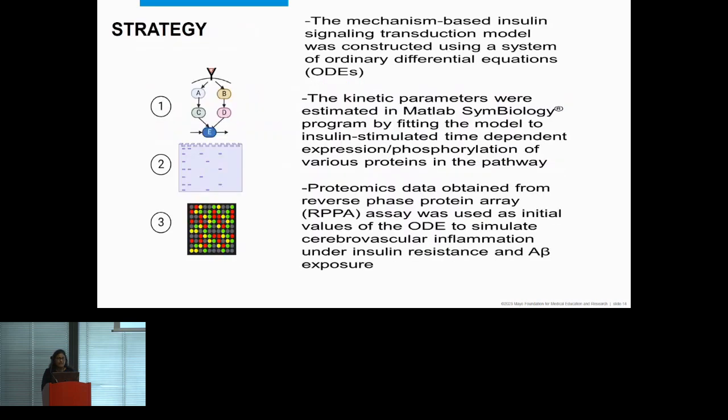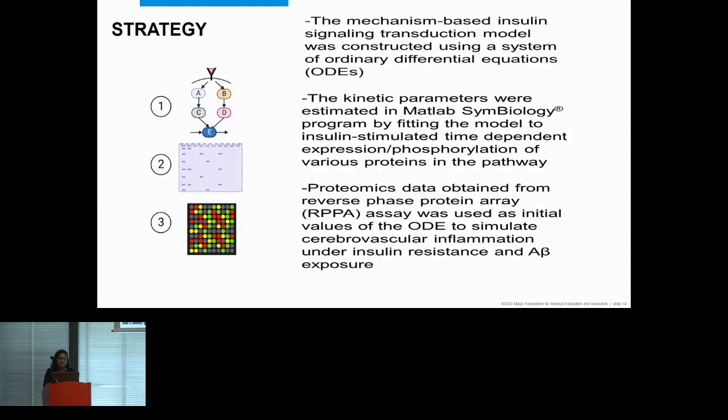So this is the strategy we follow, like everyone else: first construct this model. And then after we constructed the ODEs, we wanted to identify the parameters using MATLAB and SimBiology. This is the program we used in our case. I'm sure there are other programs, but this is what we did. And then we gave our proteomics data as the initial values for these ODEs, and then tried to simulate the BCAM1 expression.